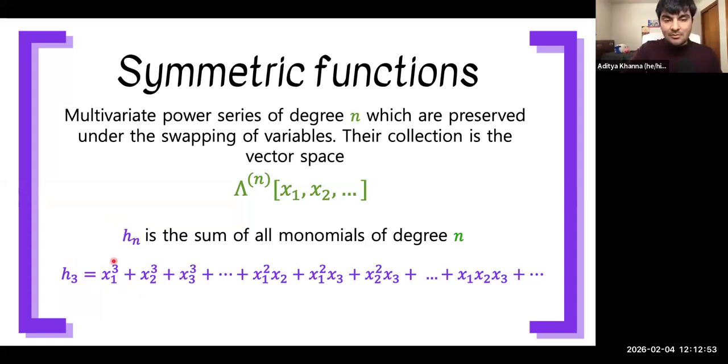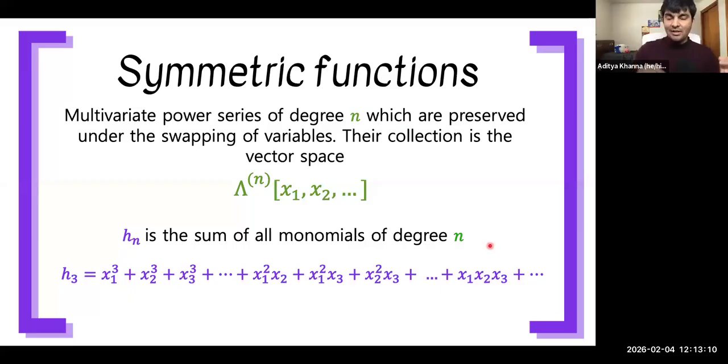Well, a cubic is a monomial, so x1 cubed, x2 cubed, x3 cubed. Another way to do it is quadratic times linear, so it's x1 squared x2, x1 squared x3, and so on. Or you can consider 3 linears together, so you get something of degree 3.